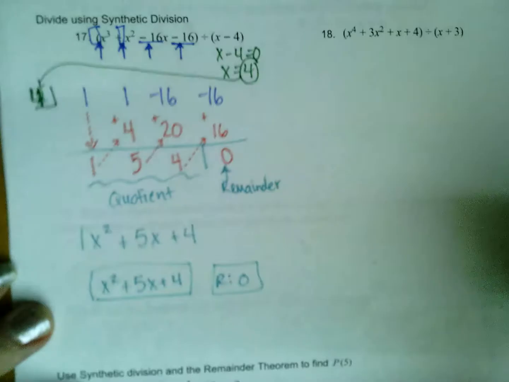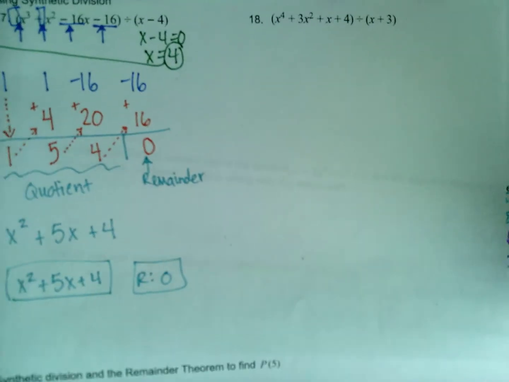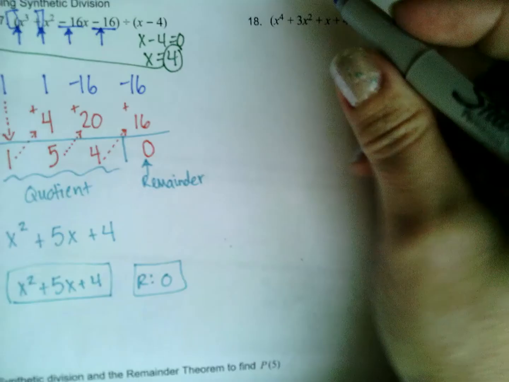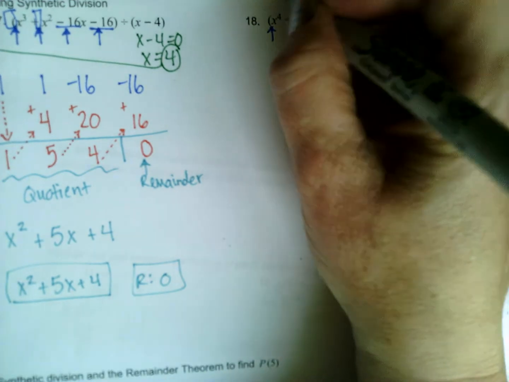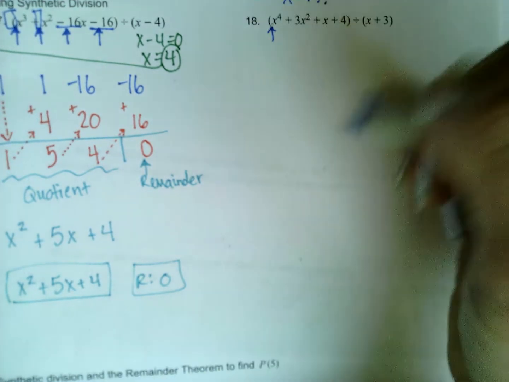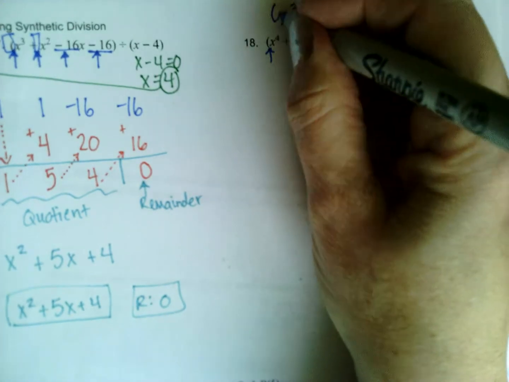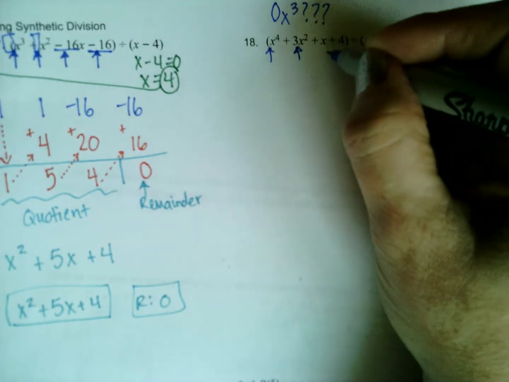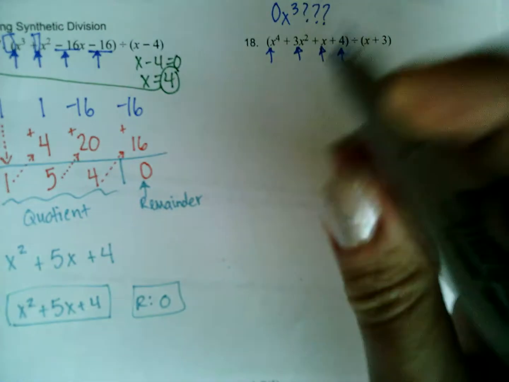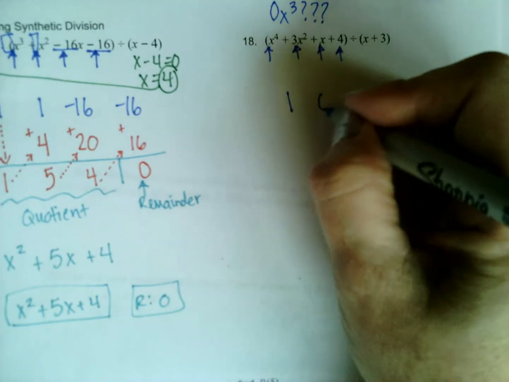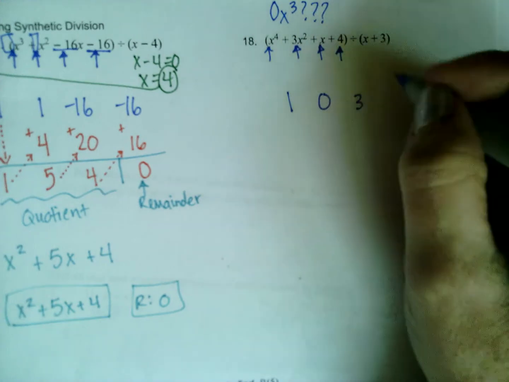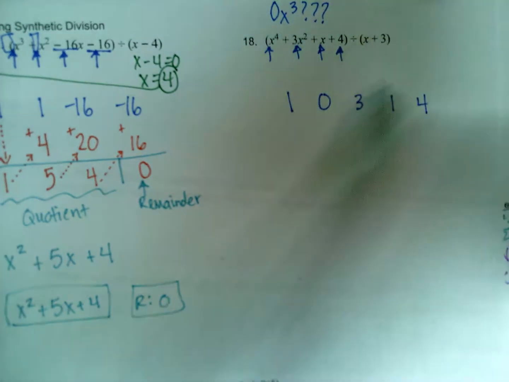Let's see how number 18 plays out. We're going to do synthetic division again. This time, our dividend goes 4. We don't have a 3. X cubed, where are you? You're missing, so we're going to go 0. And then 2, 1, none. So our dividend row has a coefficient of 1, and then 0, and 3, then another 1, and then a 4.